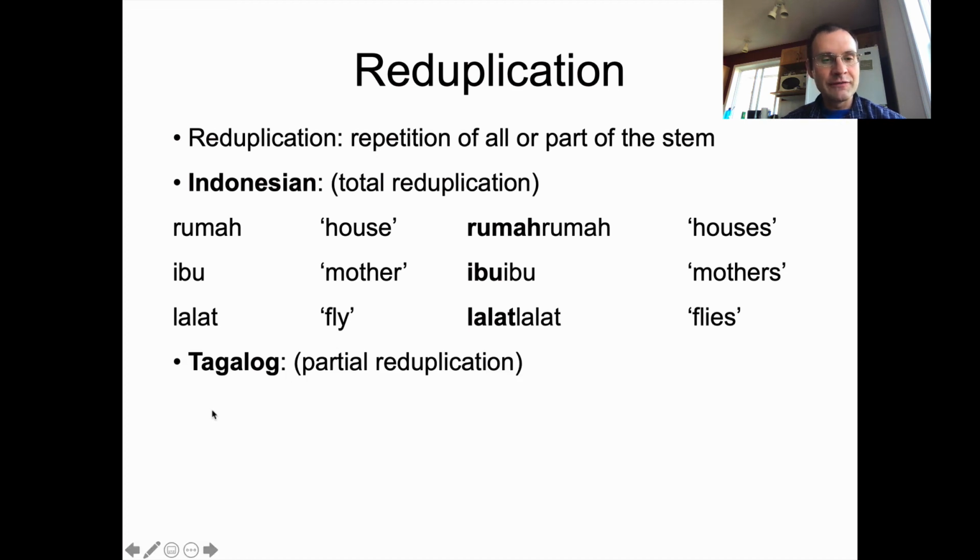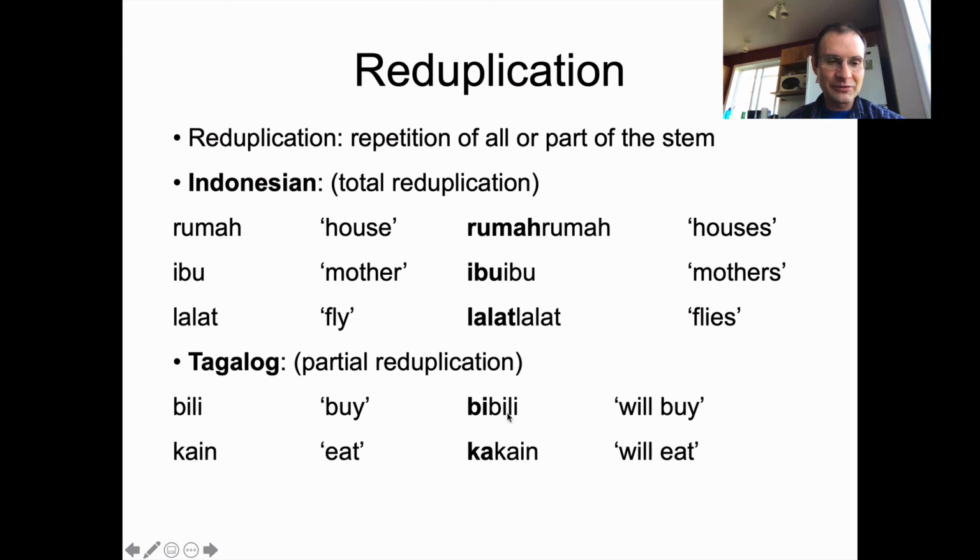Tagalog, which is spoken in the Philippines and also many other places in the world like Canada, is a language which has partial reduplication. In this, you repeat part of the original word to create a larger word. So in Tagalog, we have a verb buy. The word for buy is bili. And if you want to say will buy, you say bibili.